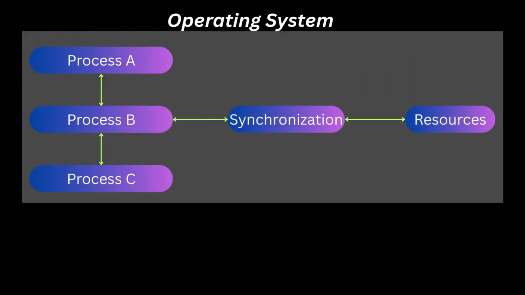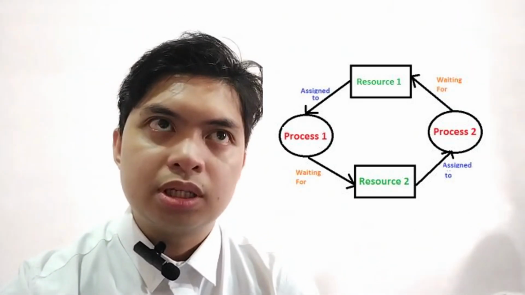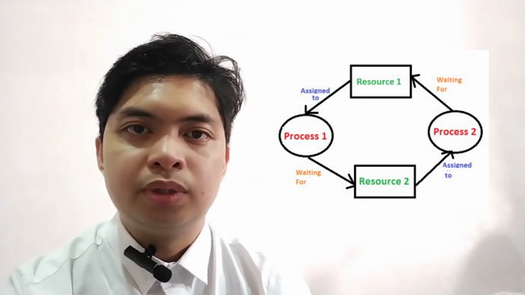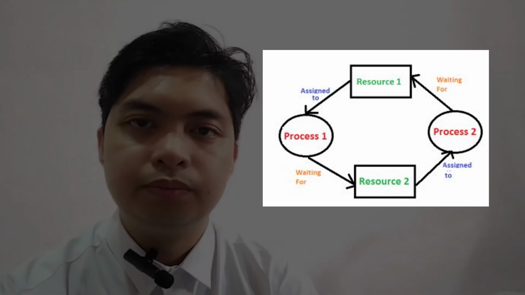When multiple processes need the same resources, the OS handles synchronization to avoid conflicts. But sometimes it can lead to a deadlock, where the processes are waiting for each other forever, and the OS must detect and solve the issue.